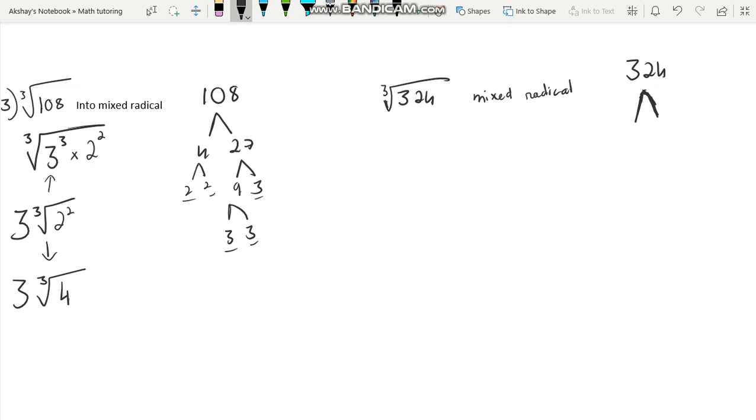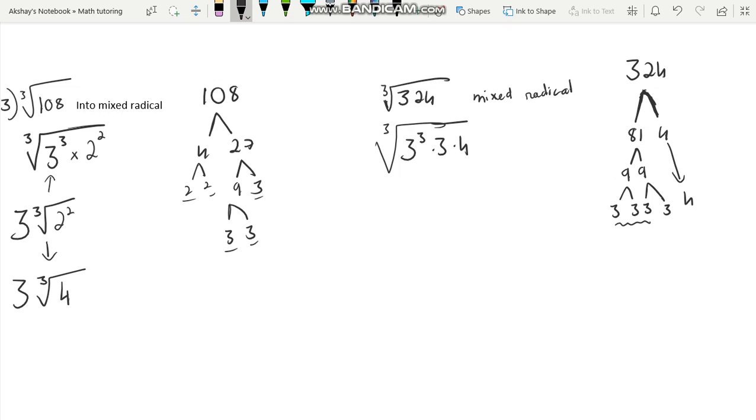So 81 times 4 will give me 324. My 81 becomes 9 times 9. Now I have 3 times 3, and my other 9 becomes 3 times 3 as well, and I can drag my 4 down here. Those are my terms right there. So I'm going to group three of the 3s together. So I'm left with 3 to the power 3 times 3 times 4, under the cube root. So what do we know about cube roots? Well, when I have a number to the power 3, I can take one of those numbers out. So there we go. Take that number out now, and I'm left with 3 times 3 times 4, and 3 times 4 is 12.